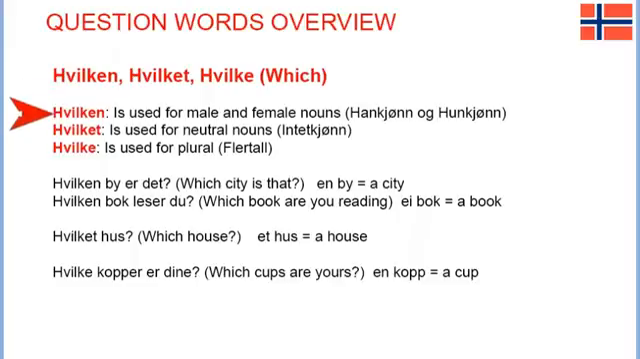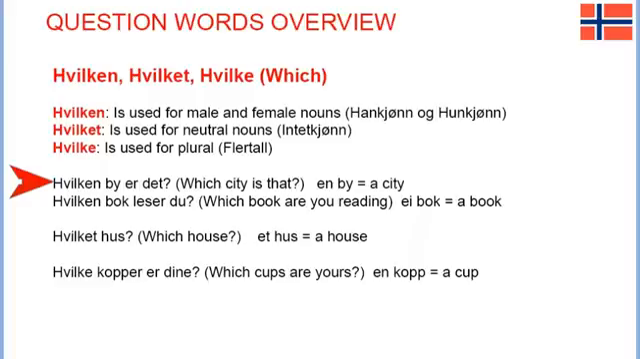hvilken, for male and female nouns. Hvilken bil er det? Which car is that? Hvilket. Generally the T in neutral is silent for the nouns. You can also use it silent here, but it's better to say hvilket hus. But you might hear hvilke hus for a neutral noun, but then it can be confused with hvilke, which is used for plural.